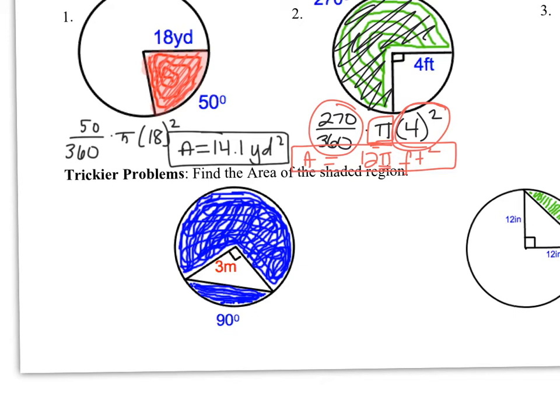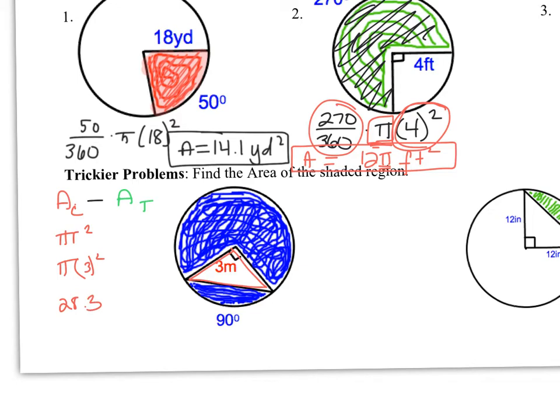So I mentioned that I want to find everything except this triangle right here. So I'm going to find the area of this circle, and I'm going to subtract from it the area of the triangle. So area of a circle formula is pi r squared. So pi, my radius is 3 squared. So I have 9 times pi, which is 28.3.